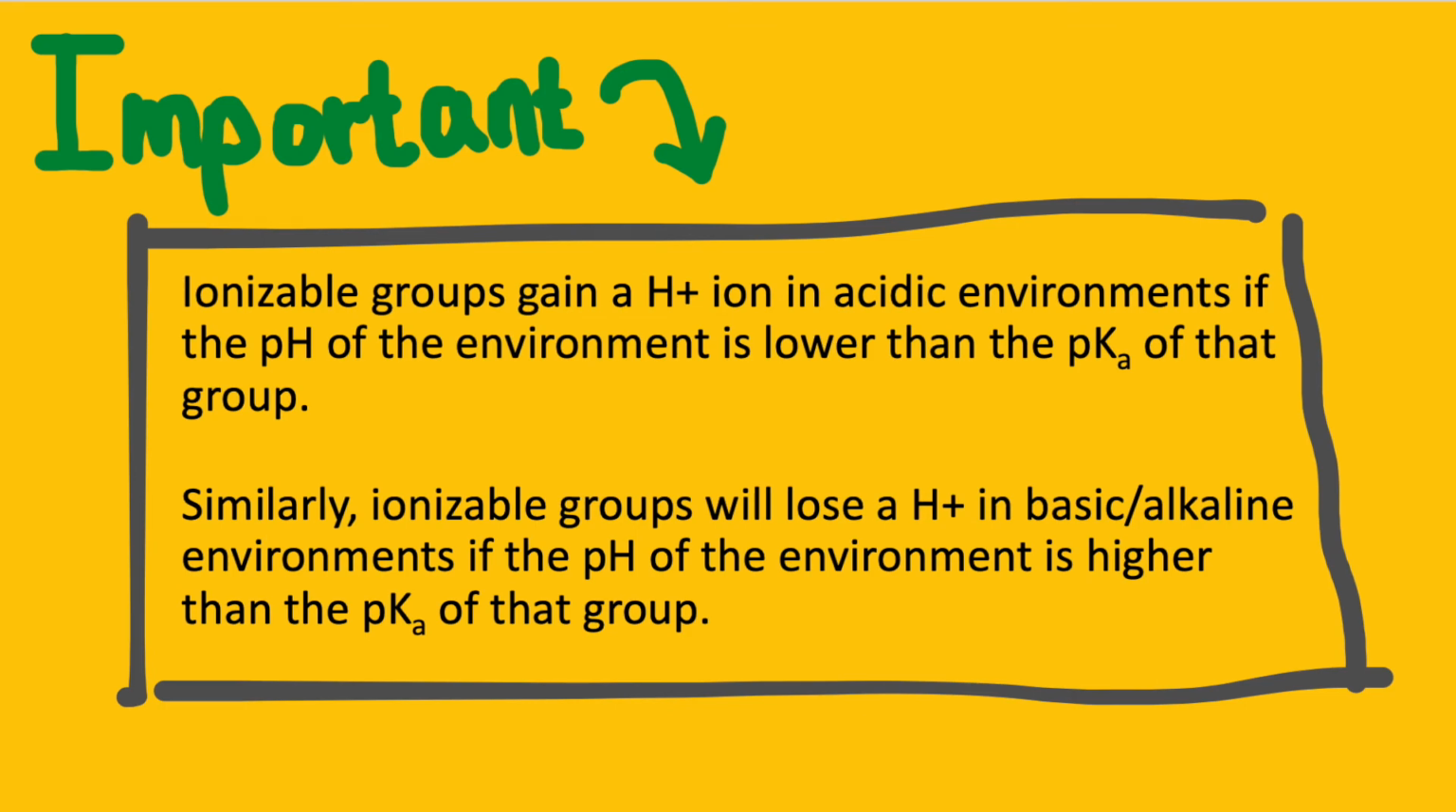Recall that we discussed this before. Ionizable groups gain protons in acidic conditions if the pH of that environment is lower than the pKa of the ionizable group. Similarly, ionizable groups lose a proton in basic environments if the pH of the environment is higher than the pKa of the ionizable group.